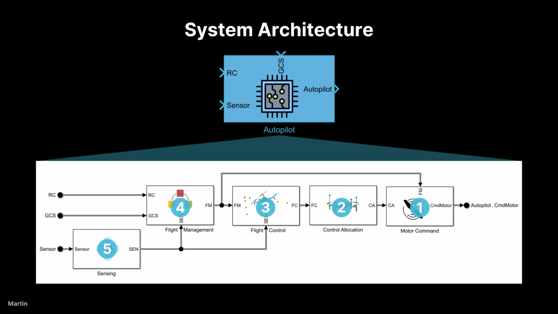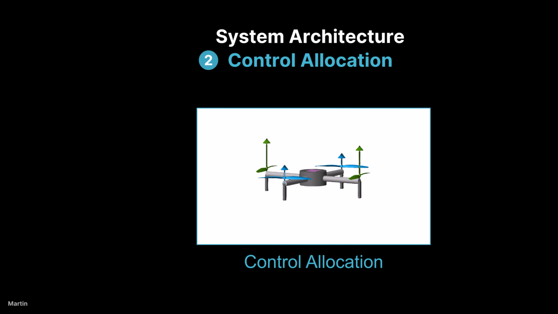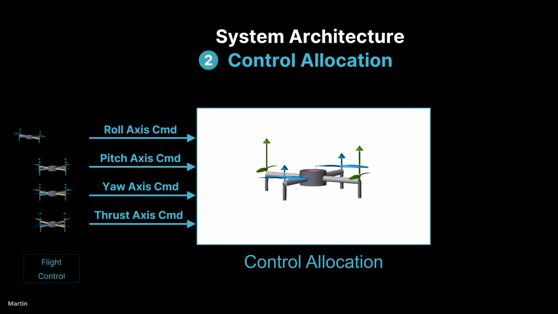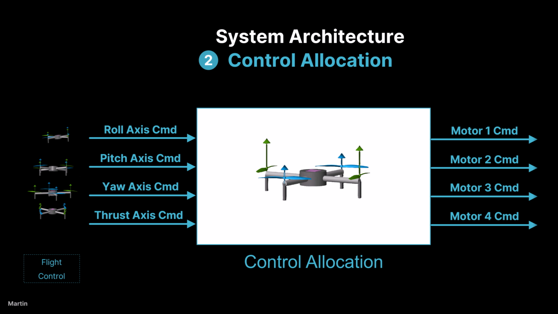All right, let's move on to control allocation subsystem. The control allocation subsystem, also known as the mixer, is responsible for distributing the desired control efforts, thrust, roll, pitch, and yaw moments, to the individual motors of a quadcopter. This subsystem translates the high-level control commands from the flight control law into specific motor commands that achieve the desired vehicle motion.